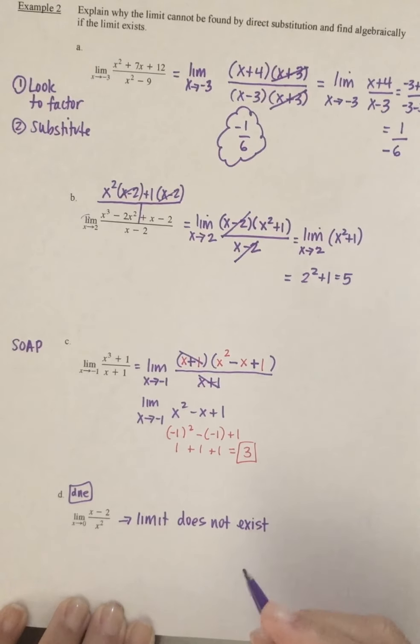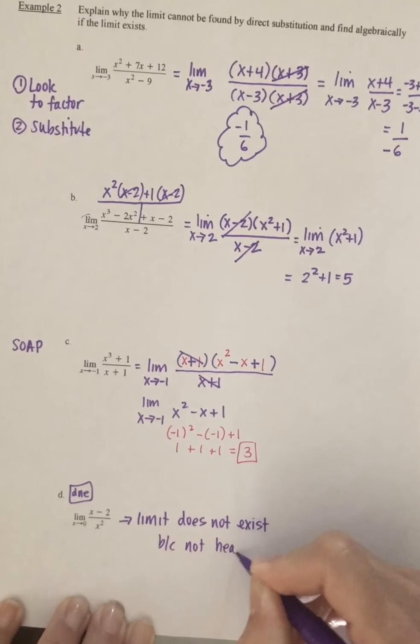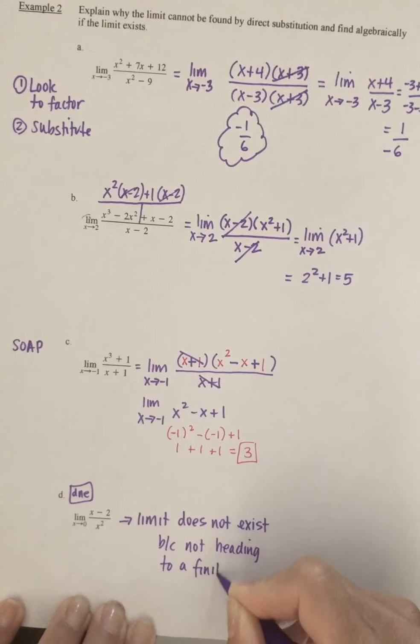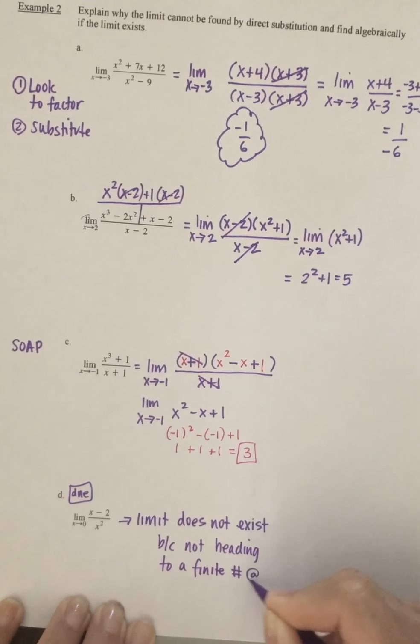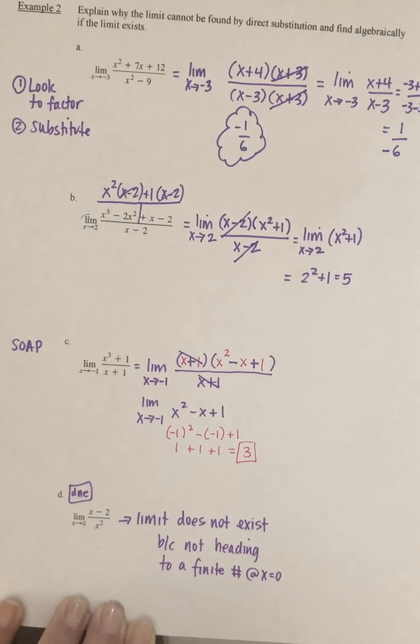The limit does not exist because it's not heading to a finite number at x equals 0. Okay? So there you have it.